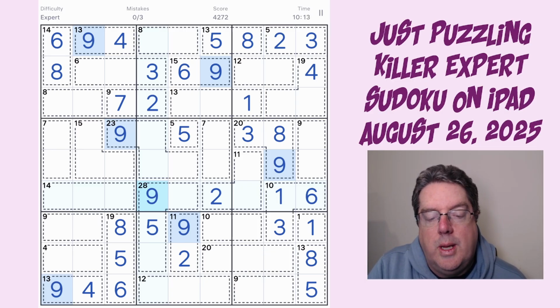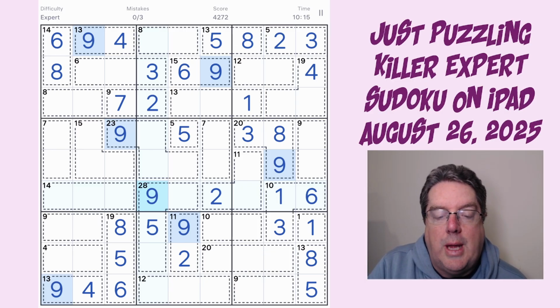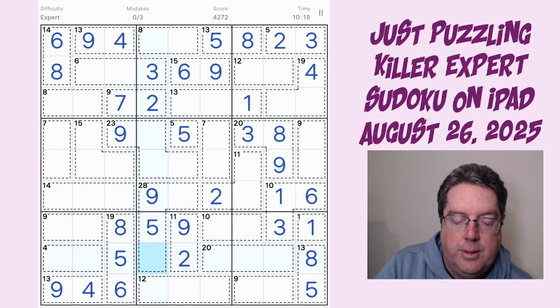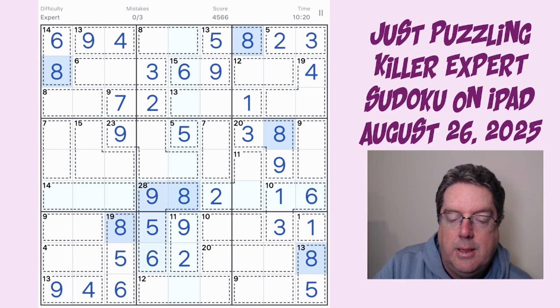That gives me 14. So 14, the other two numbers are 8 and 6. 6 can't be here, so that's a 6. That makes this an 8. This makes this a 7 and 4. Because of the 7 would be a 3, that has to be a 4. And this is a 7.